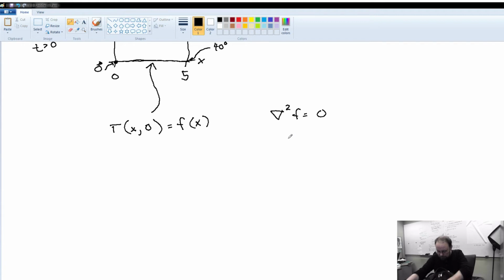But yeah, Laplace's equation is satisfied. So since f is just a function of one spatial variable, this means that the second derivative of f with respect to x is 0.